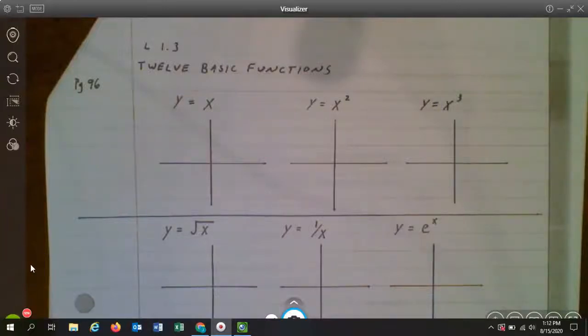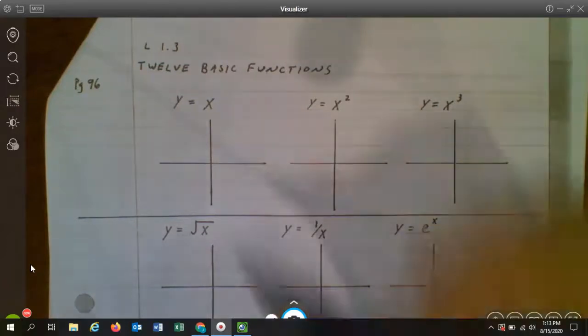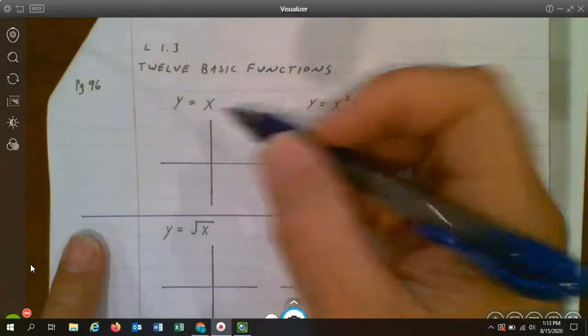Alright, jumping into lesson 1.3, we're going to start taking a look at some parent functions. There's 12 main parent functions that our book wants us to know about, so we're going to just sketch those out real quick. Most of these you're already going to know. Just a couple of these that maybe you haven't run into in the past. Just start out with the most basic, y equals x.